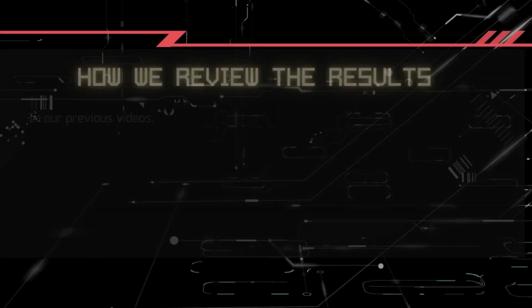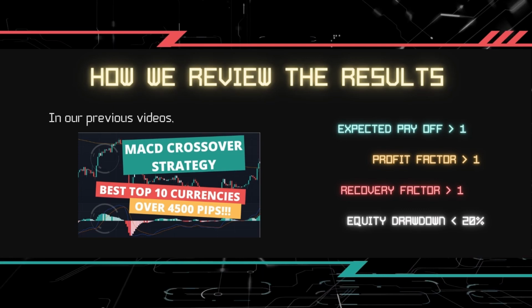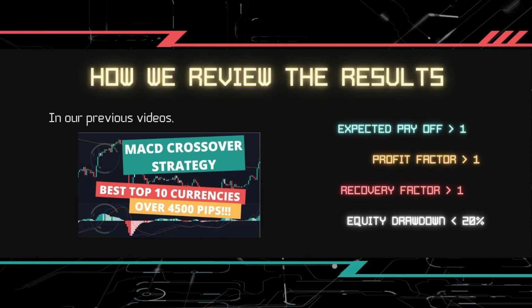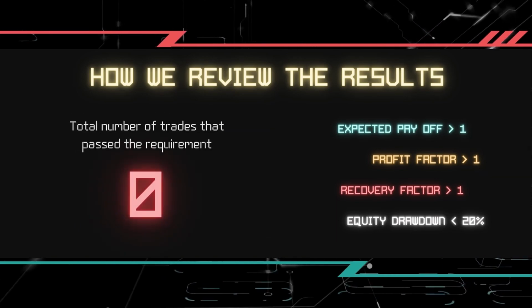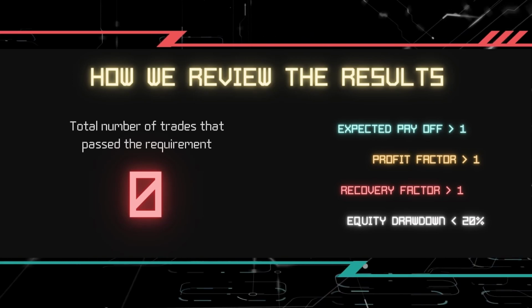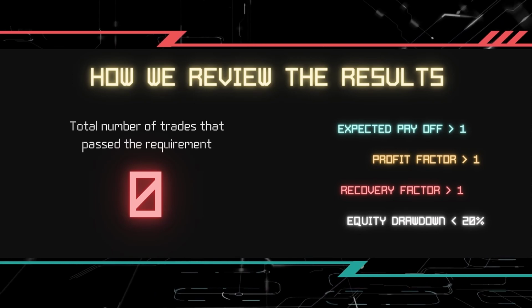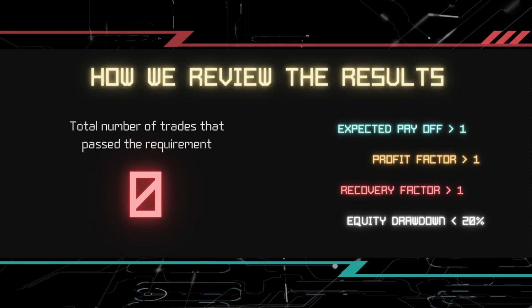In our previous videos, we shared that if we want to have a good strategy, we need to filter the expected payoff, profit factor and recovery factor to be above 1. And our equity drawdown should be below 10% to 20%. After filtering the results from the backtest, it seems that there were no profitable settings from the results. All the results either have high drawdown or the profit factor and recovery factor were below the level of 1.